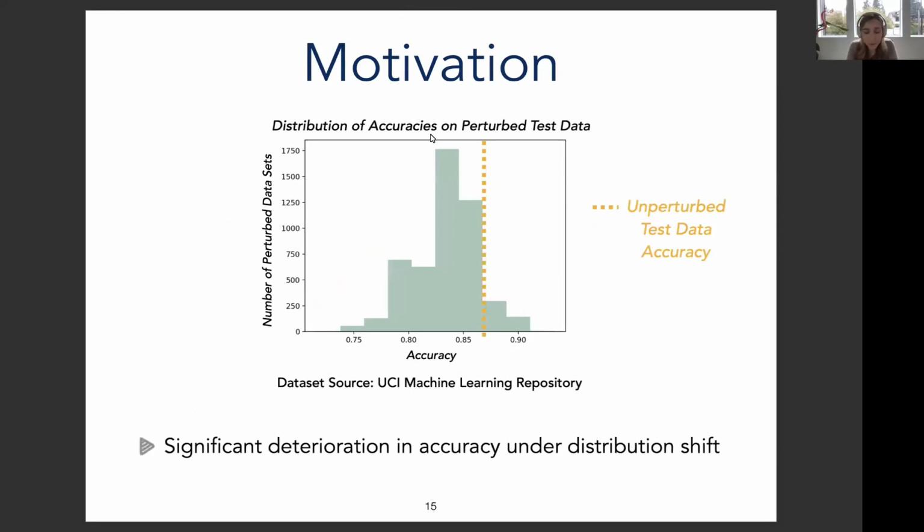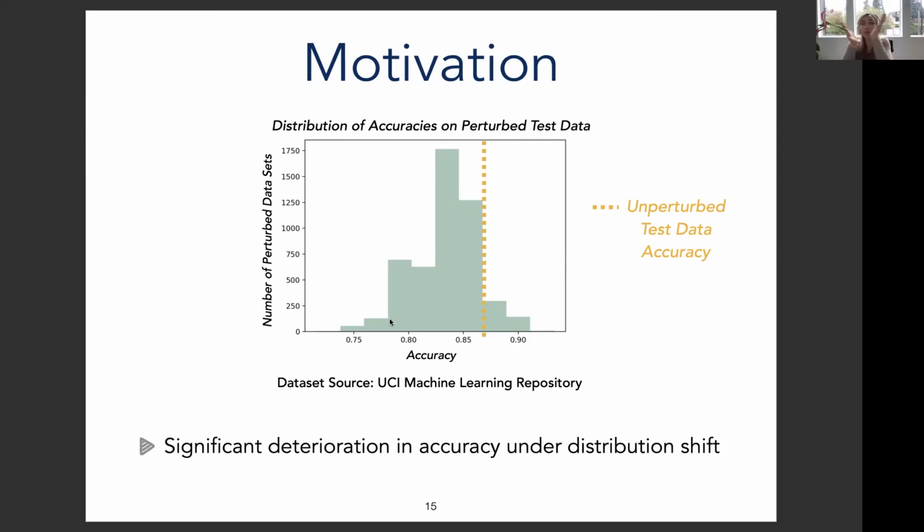Let's see if it's really a problem. What we did here is we took one data set from the UCI machine learning repository, trained a classification tree, and evaluated it. We got this yellow line, where we expect that on the test set we will have an accuracy of 87%. Now we took that same test set and perturbed it, meaning we changed a few of the entries with some probabilities. We did that exercise 100 times, and for each one we recorded the accuracy of our model on the test set. Here I'm plotting the distribution of accuracies over those generated test sets. We see that, more often than not, the accuracy I get is lower than what I expected. This is really due to the distribution shift issue.